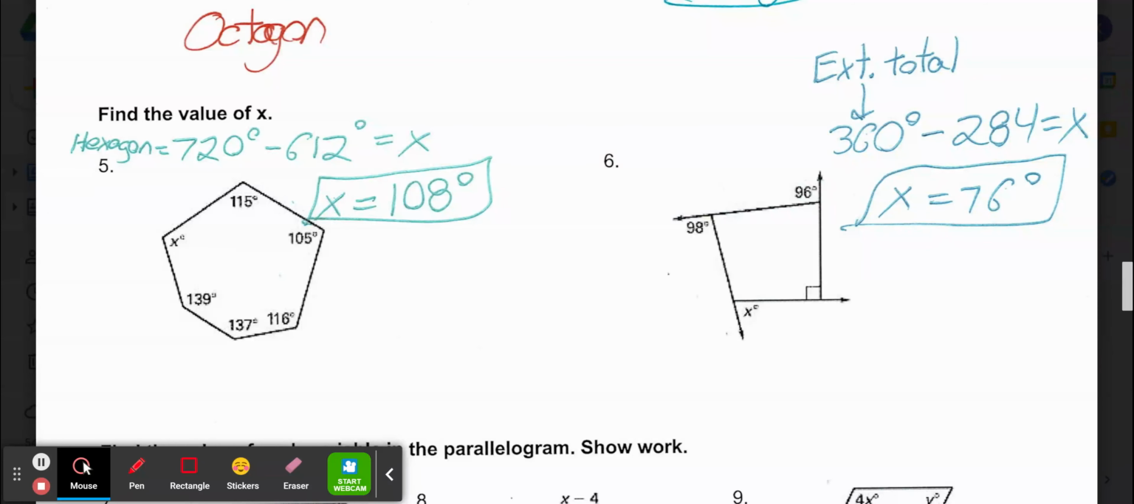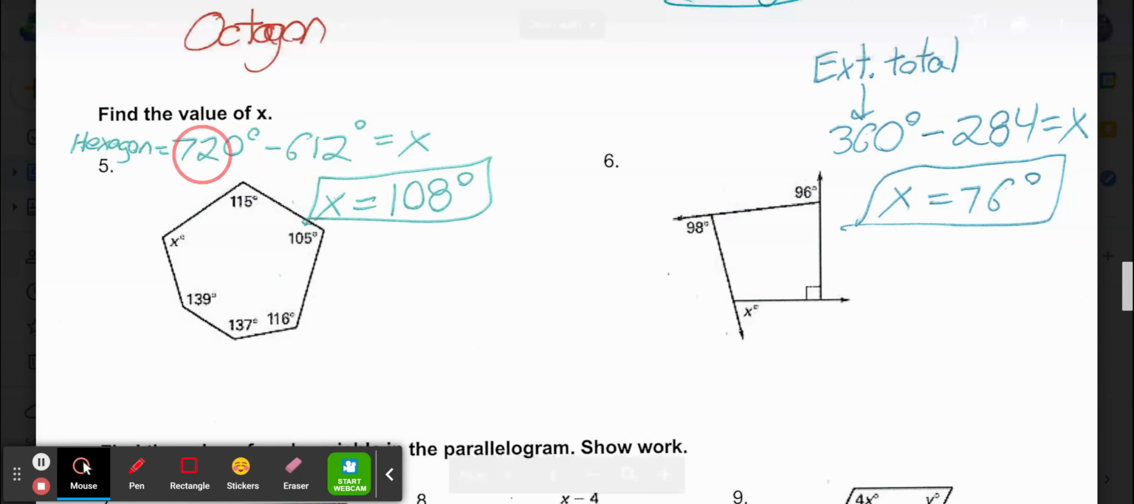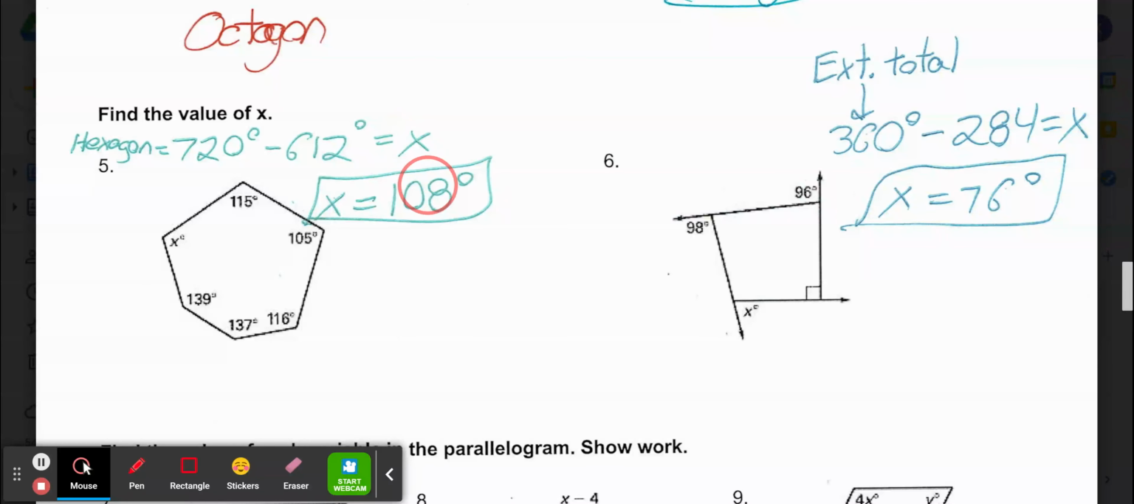In number 5, because we have a hexagon, we know the angle total is 720 degrees. We add up the angles we know, which is 612. So 720 minus 612 gives us our missing angle of 108 degrees.